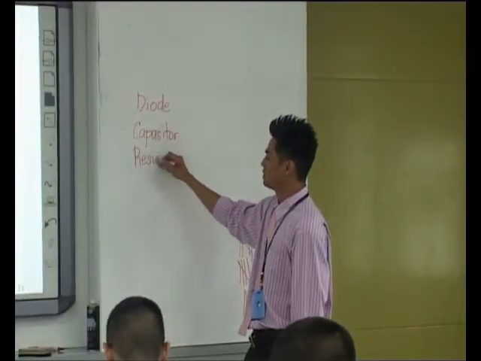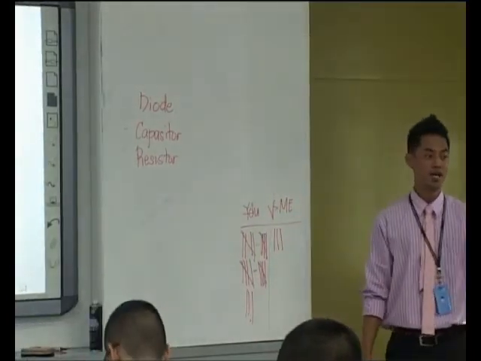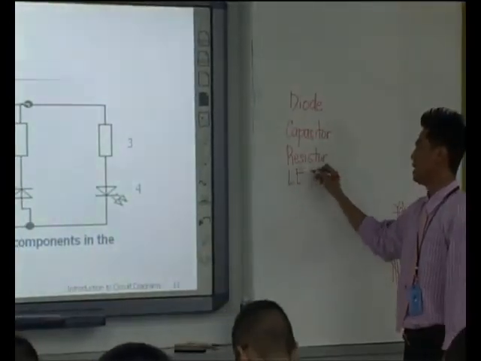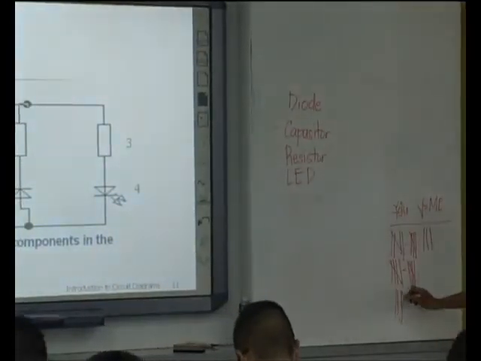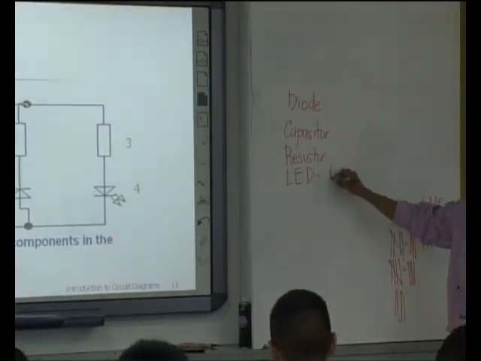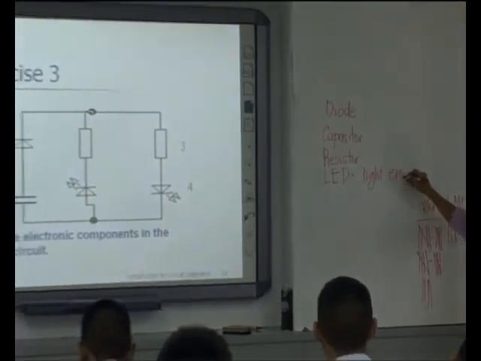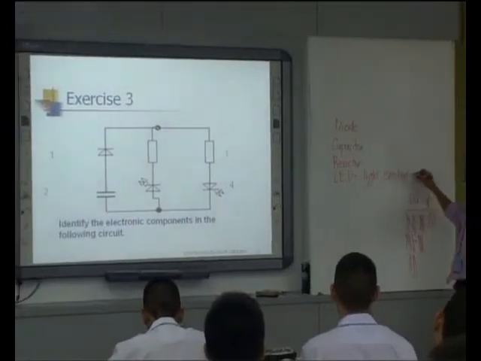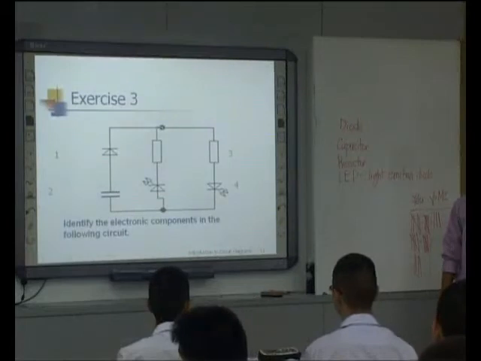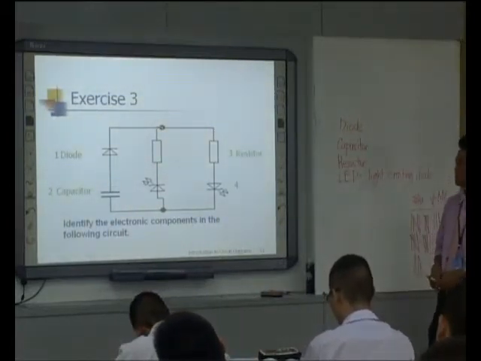Number 4. Yes, Mr. Puripo. You have the LED. Good. Anyway, what is LED? Light emitting diode. Then let's see if your answers are correct. Yes, capacitor, resistor, and you have the LED. You already have your point. Next.